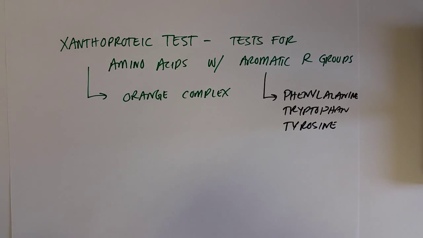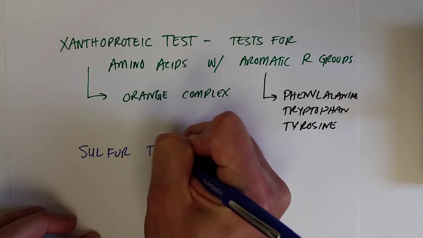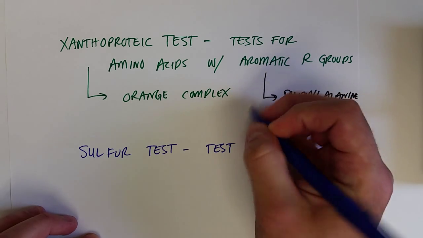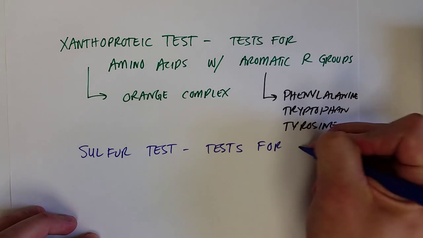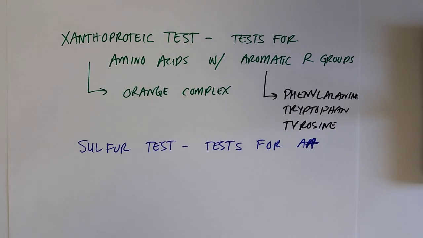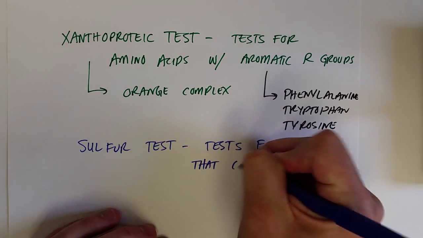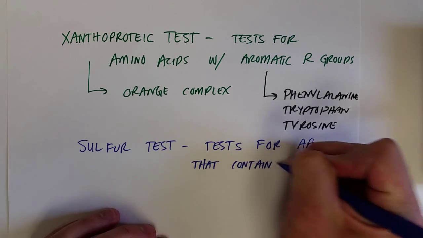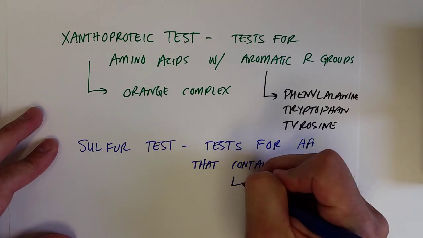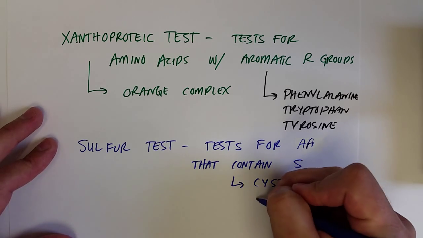The next test is a sulfur test. And as the name implies, this tests for amino acids with sulfur in their R group. Amino acids that contain sulfur, such as cysteine and methionine.